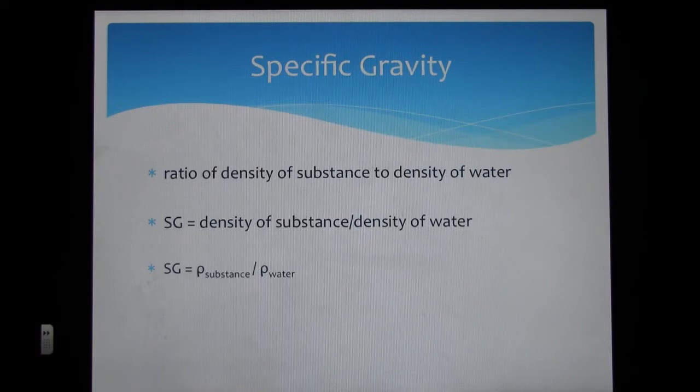You may be wondering what the units for specific gravity are. Because we're dividing a density by another density, the units cancel out. So the specific gravity is just a number. It's a ratio. Therefore, it has no units.